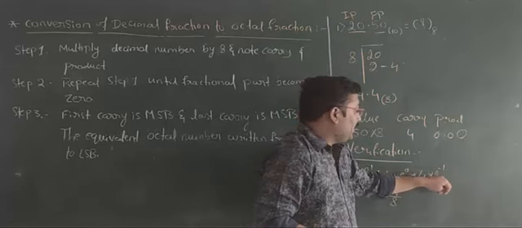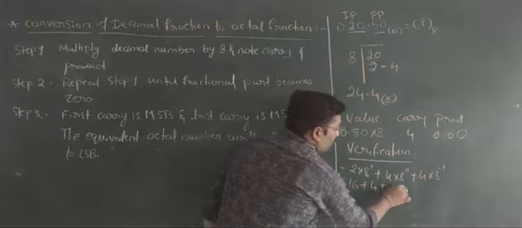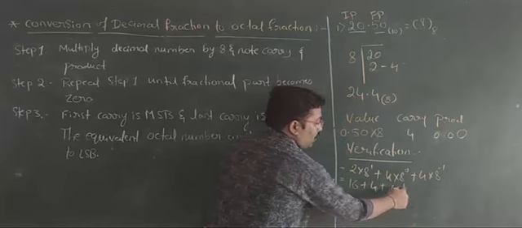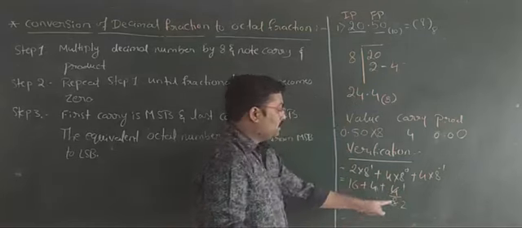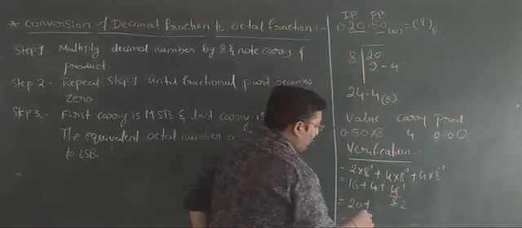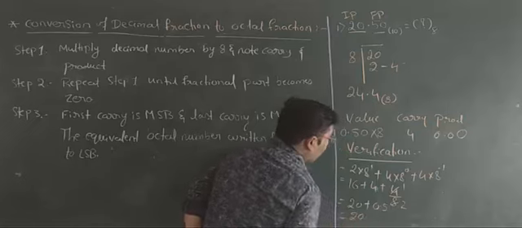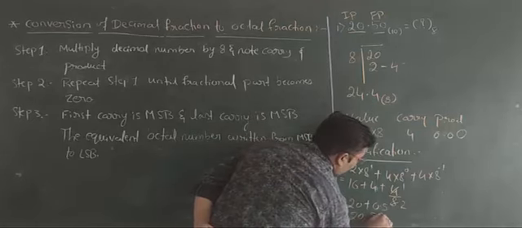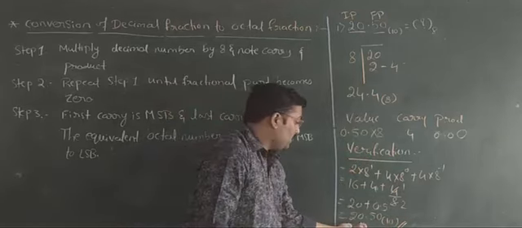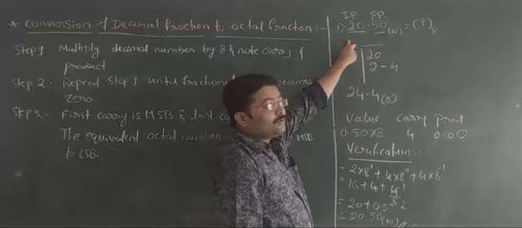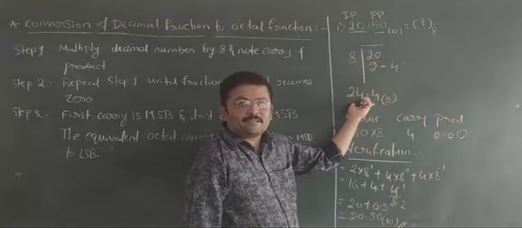Taking it to the denominator, it becomes 4 divided by 8, which is 1 by 2, that is 0.5. So 16 plus 4 is 20, plus 0.5. The answer is 20.50 to the base 10. The given decimal number is 20.50, so the equivalent octal number is 24.4 to the base 8.